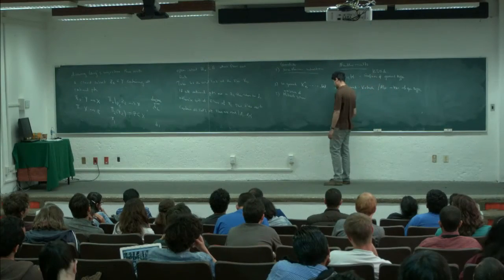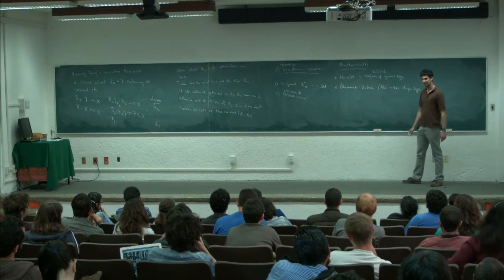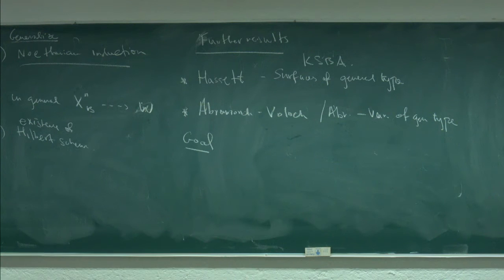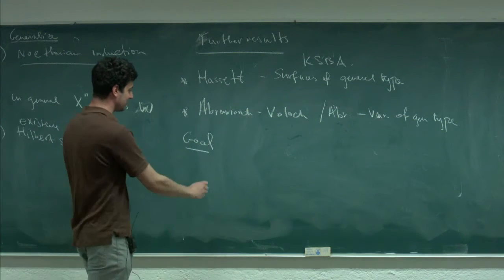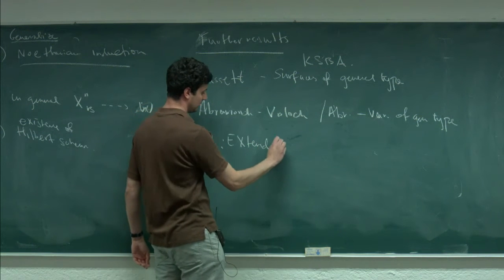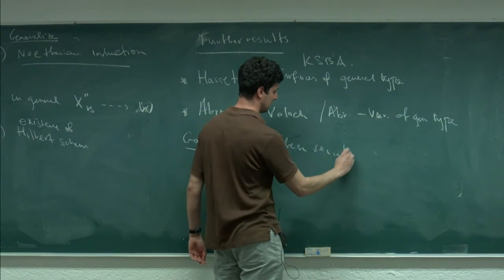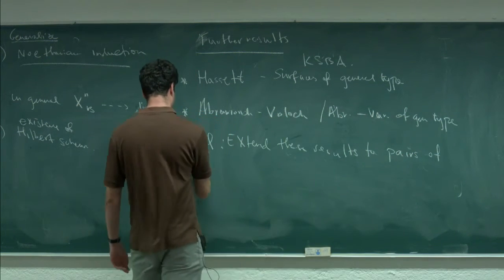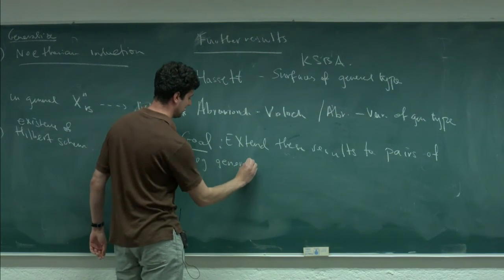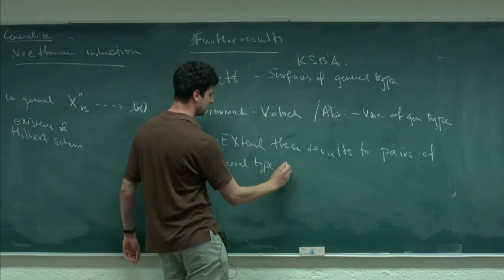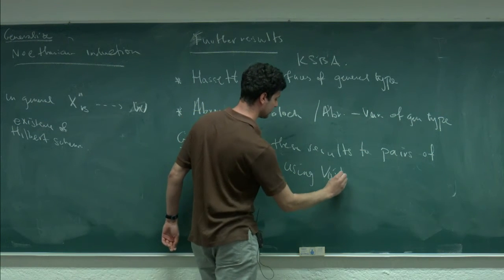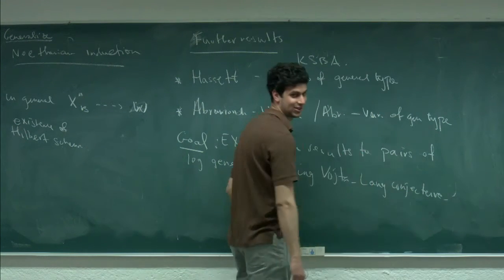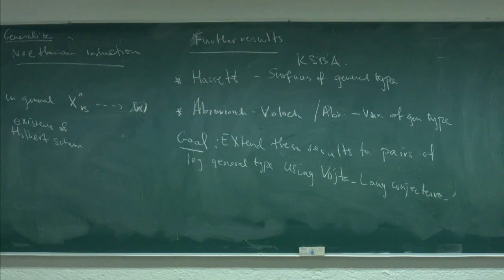Okay, so are there any questions so far? Okay, so the goal of my research program, which is joint with Amos Turchet, who's a postdoc in Sweden, is to extend these results to pairs of log general type, using the Vojta-Lang conjecture. The Vojta-Lang conjecture is the generalization of Lang's conjecture to pairs of log general type.